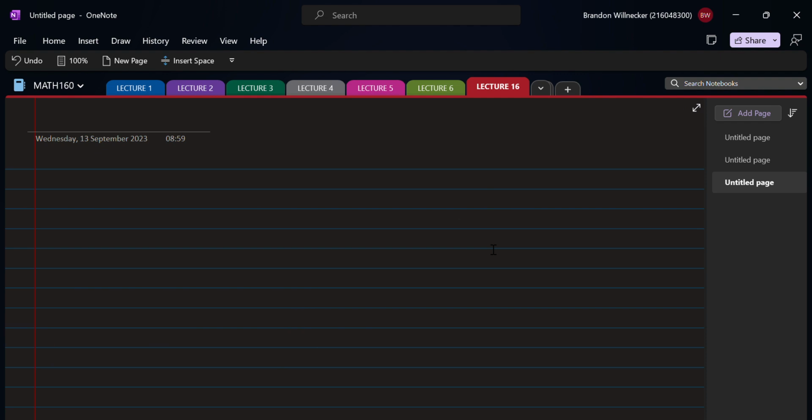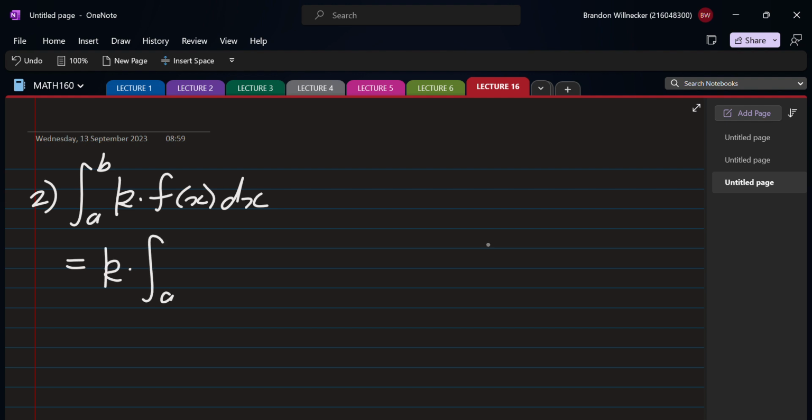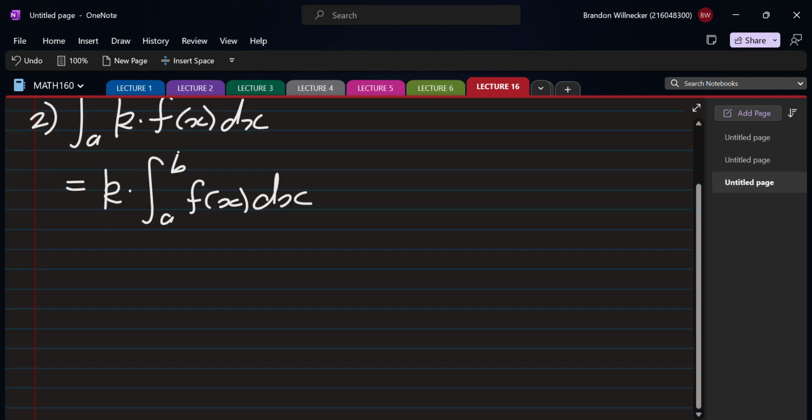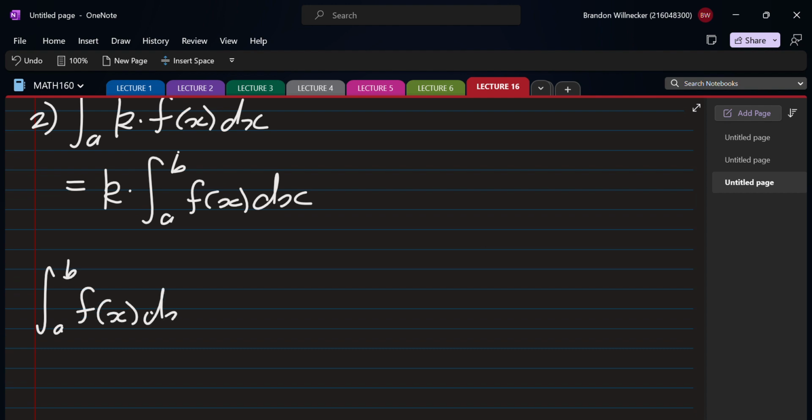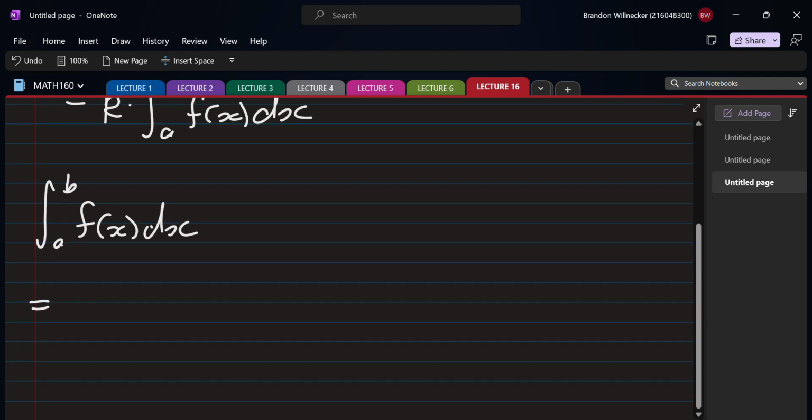Okay, let's have a look at the second one. So here we had the integral from a to b, k times f of x dx, and we said that we could take the k out of the integral. So that's going to be k times the integral from a to b, f of x dx. So how do we prove something like this? Again, we go back to the definition. The integral from a to b, f of x dx, we know what this means.